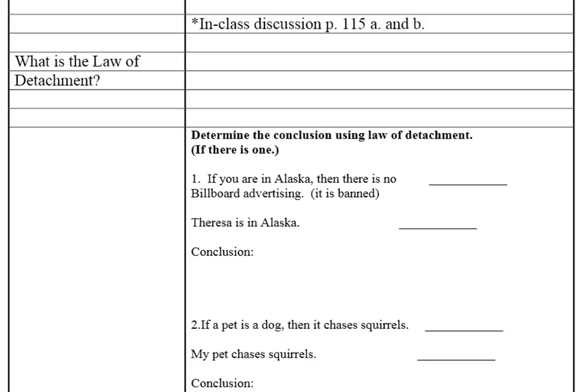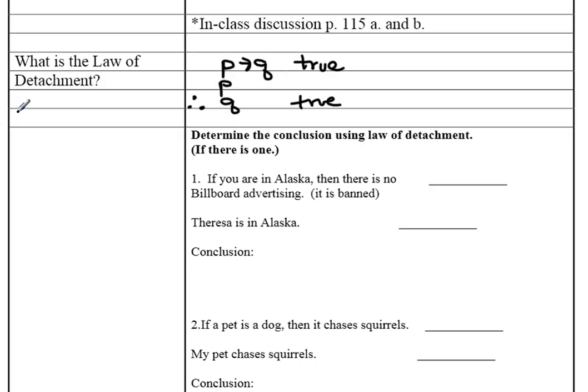Okay, at this point you should have the little square that says determine the conclusion using law of detachment. Have that taped or pasted into your notebook following this question. What is the law of detachment? The law of detachment is a logic law that follows the pattern: if P then Q is true, and you're given P, you conclude that Q is true.